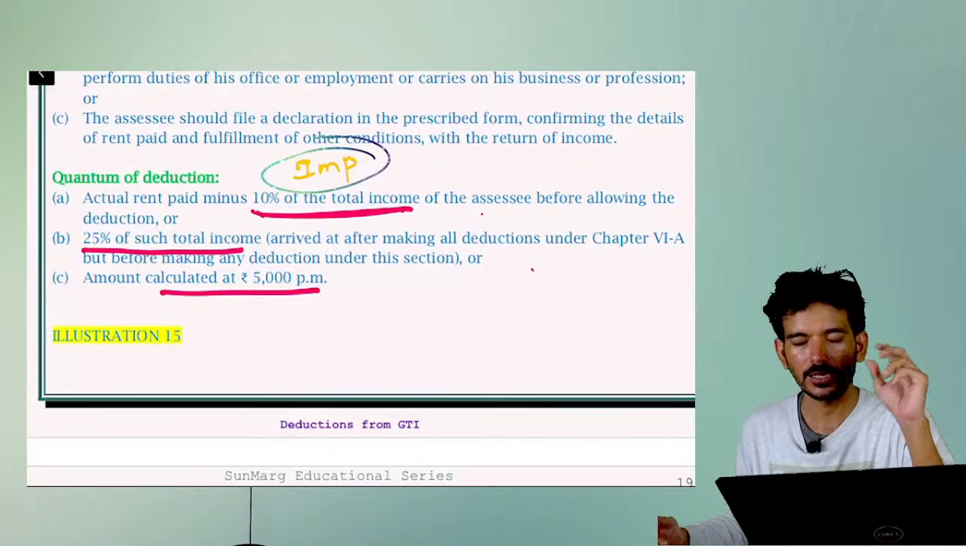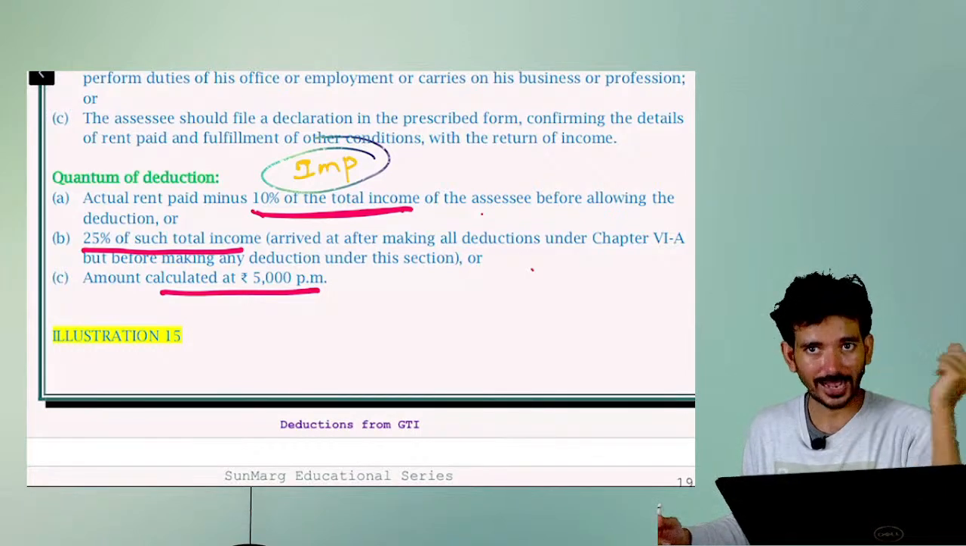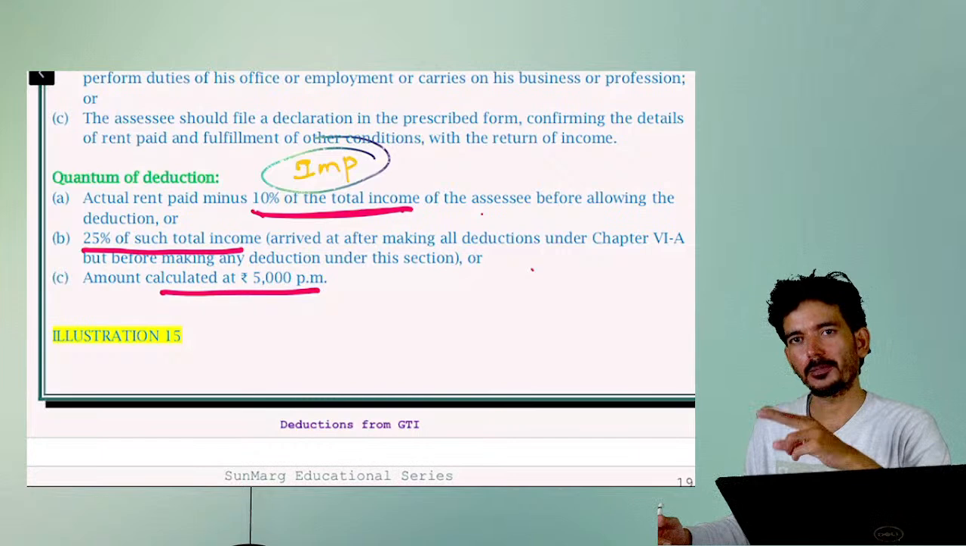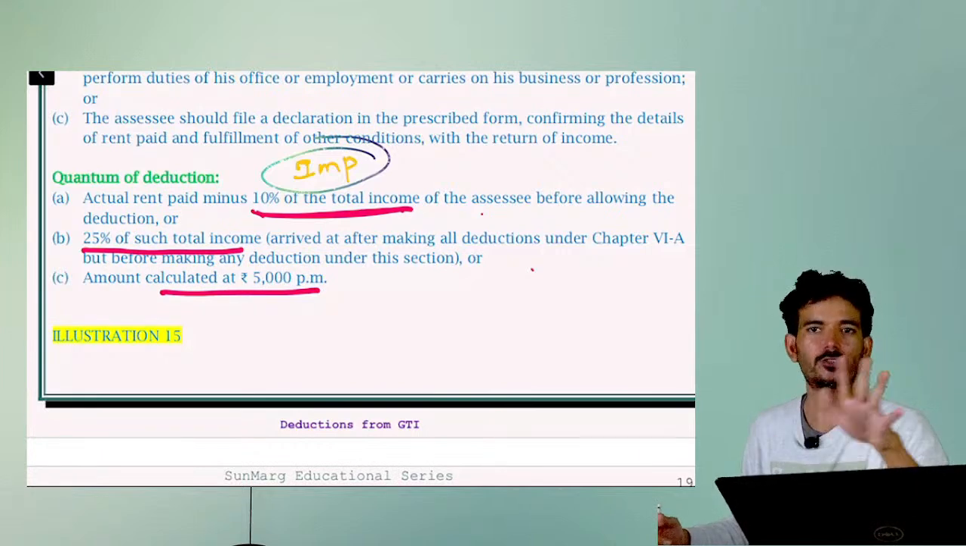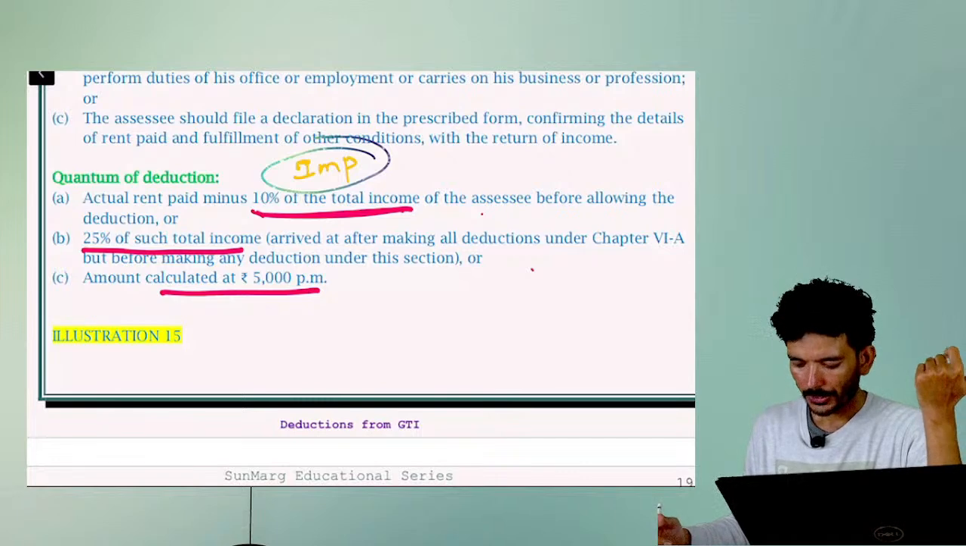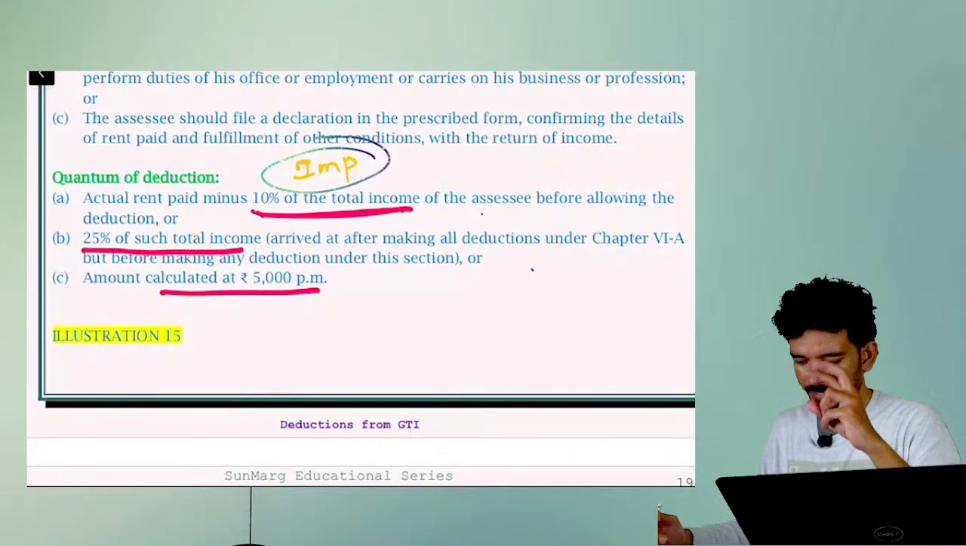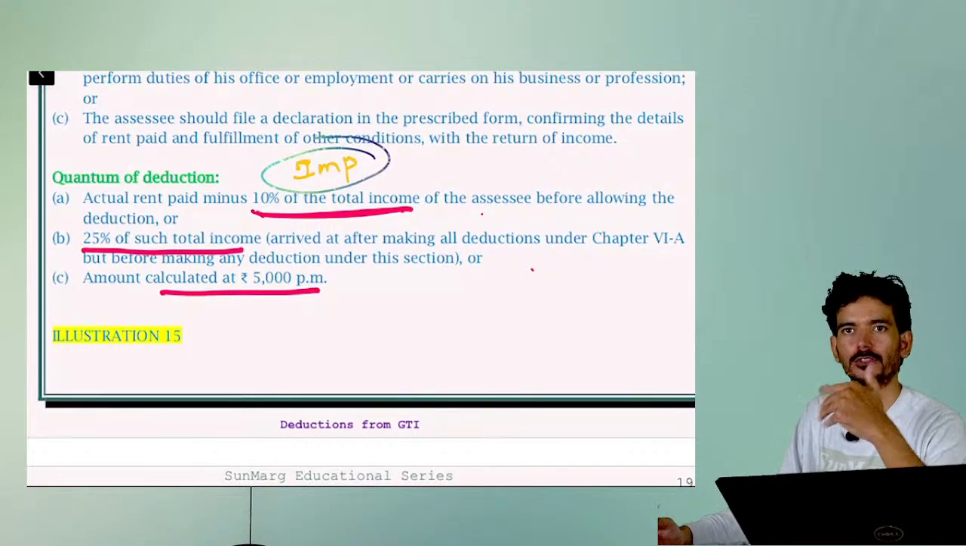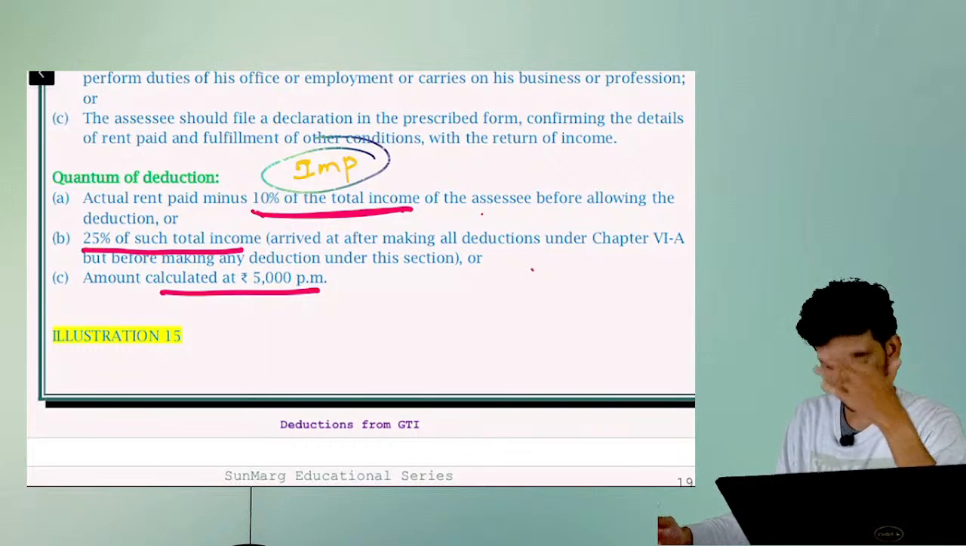Before that, I just want to repeat once again. I was going a bit fast. Rent paid in excess of 10% of salary was the condition there. Here, rent paid in excess of 10% of your adjusted gross total income, and then there are 40%, 50%. Here it is 25% of total income or 5,000 per month, whichever is lowest, that will be eligible.